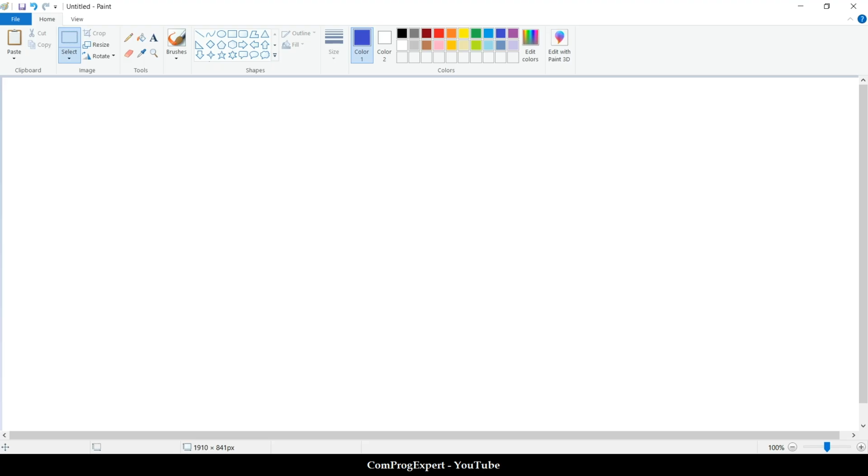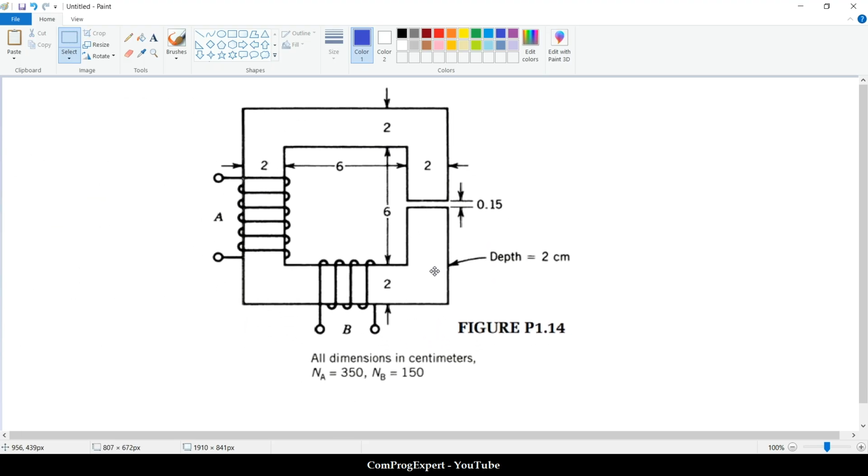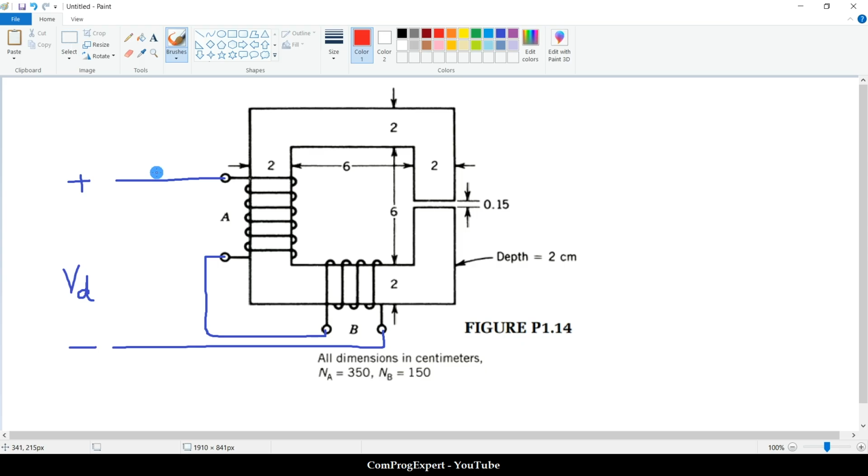So this is case 1. Okay, here is the structure of the problem. Let's connect this terminal to the positive side of VDC, and we can connect this terminal to this one and this terminal to the negative of VDC. So in this case, the direction of the current is in this direction, this one, and finally this one.